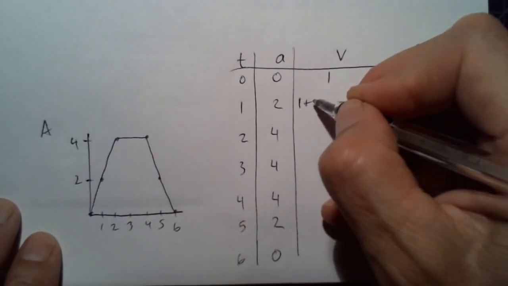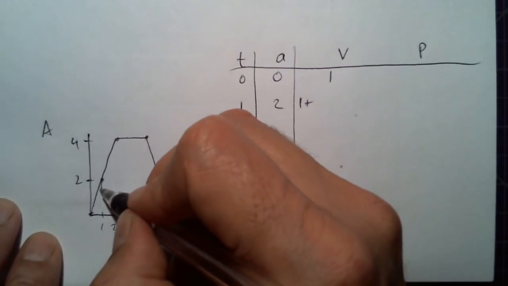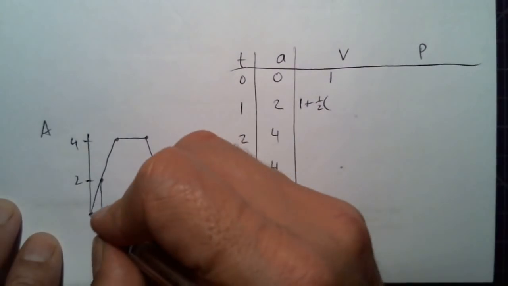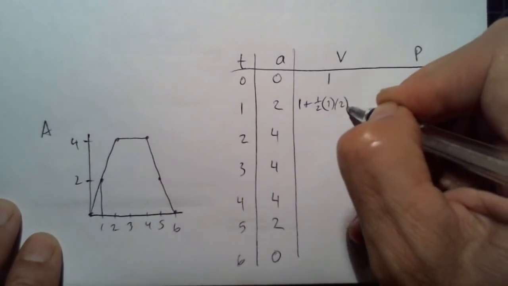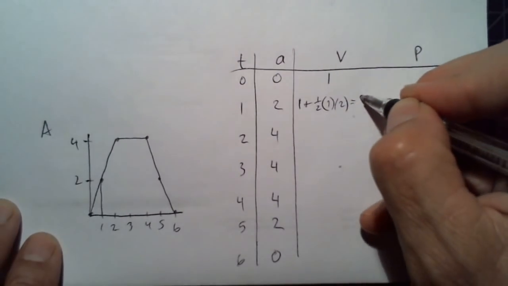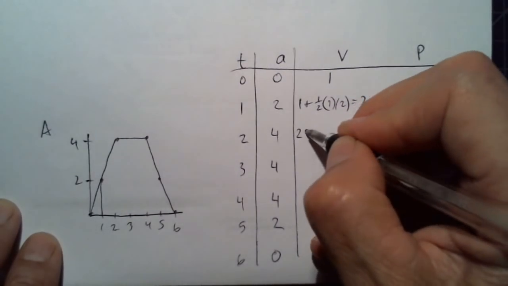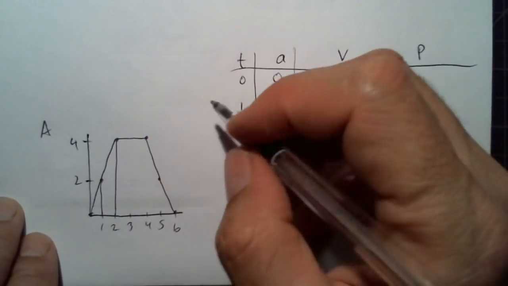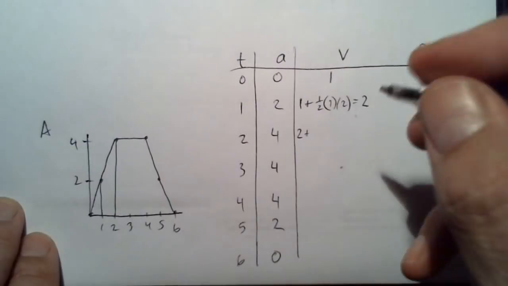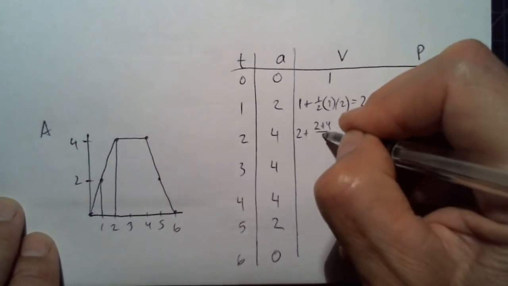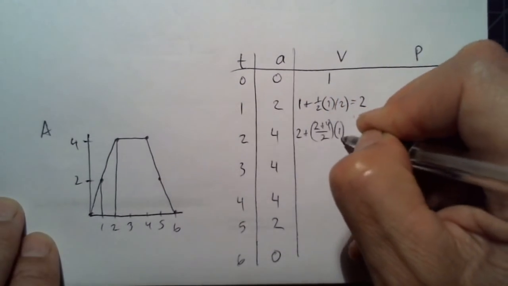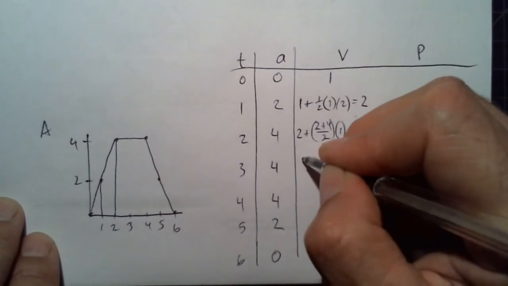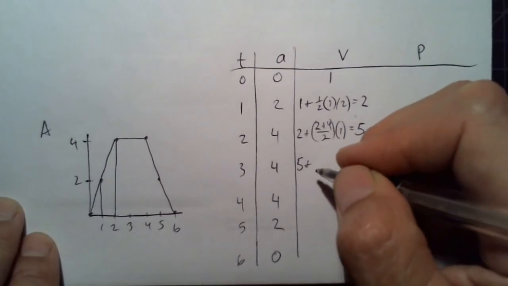Then we have 1 plus, and let's find the area here, which is 1/2 base times height. So we have 2. Then we'll go 2 plus, find the area of the trapezoid, and this is 2 plus 4 over 2 times the base is 1, and that'll be 3 plus 2 is 5.